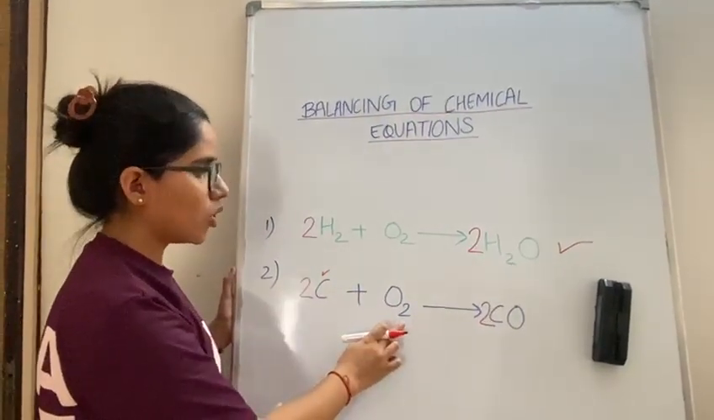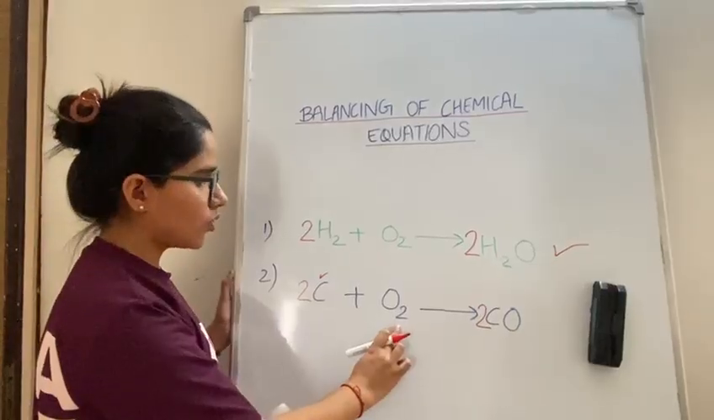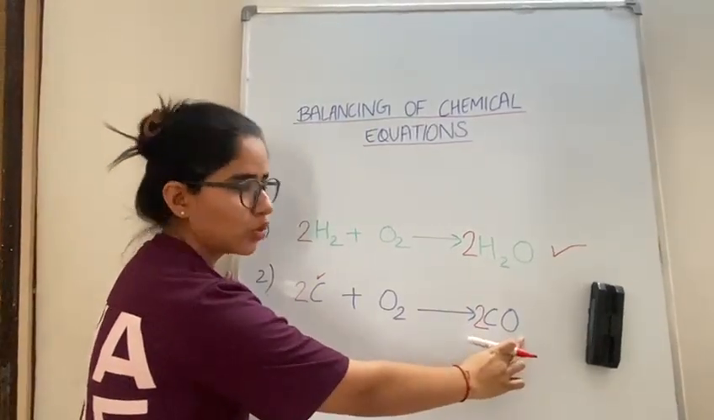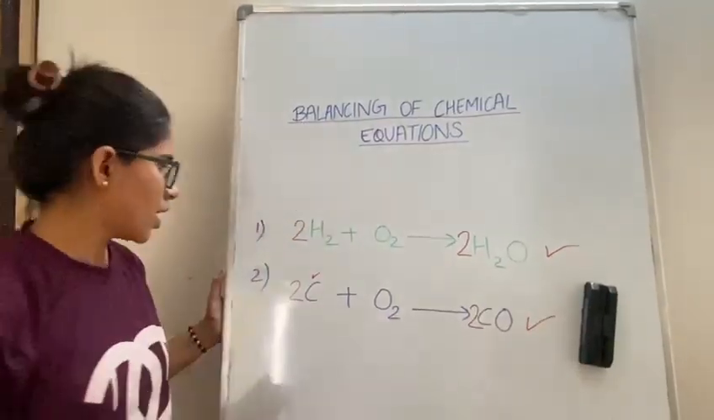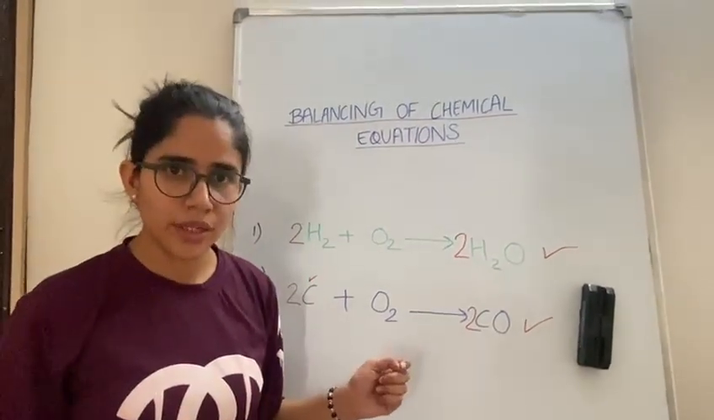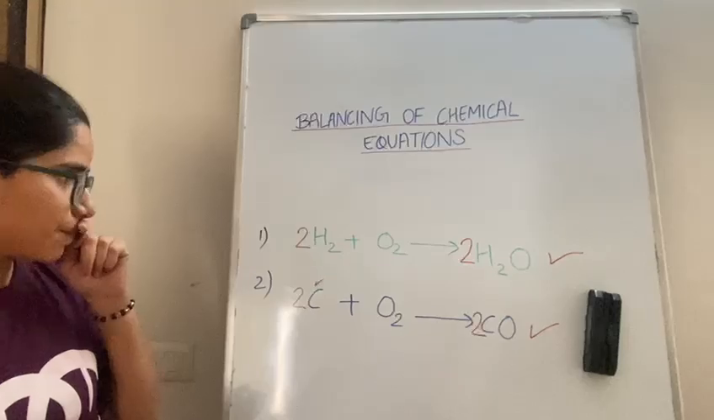Now I will check with the oxygen. Here I have 2 atoms of oxygen and it is also 2 here. So I can say that this equation is also balanced. I hope these 2 examples are clear to all. Okay. Now I will take another example.